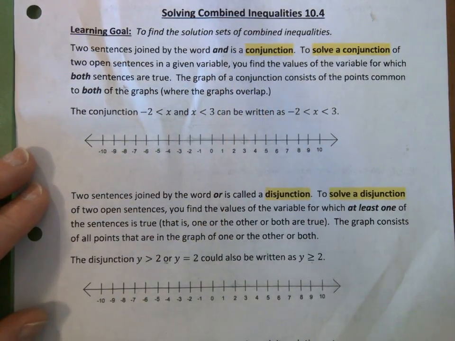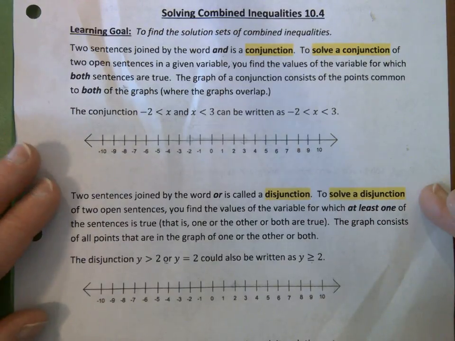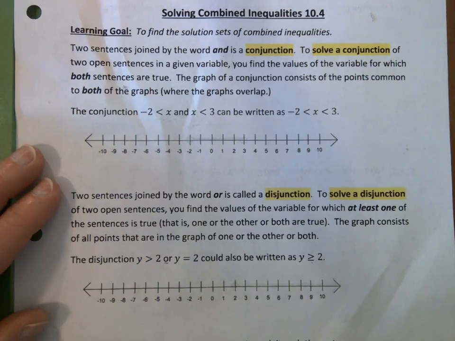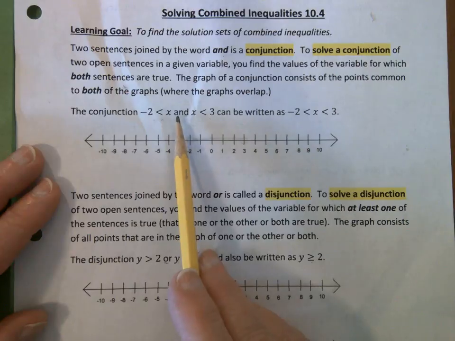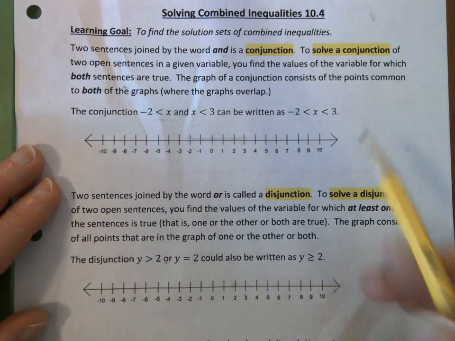To solve a conjunction of two open sentences in a given variable, you find the values of the variable for which both sentences are true. The graph of a conjunction consists of the points common to both of the graphs, where the graphs overlap. So basically what that means is you're going to have two inequalities and they can be joined by the word and, or they can be written like this.